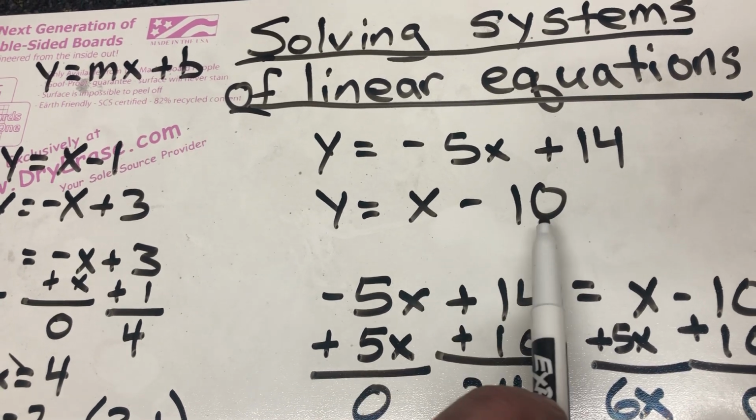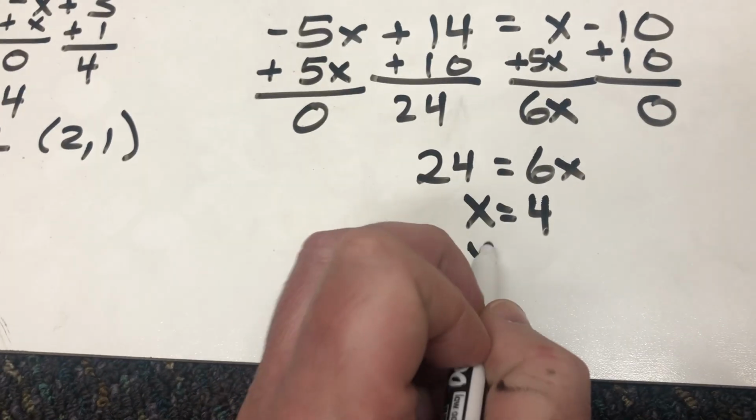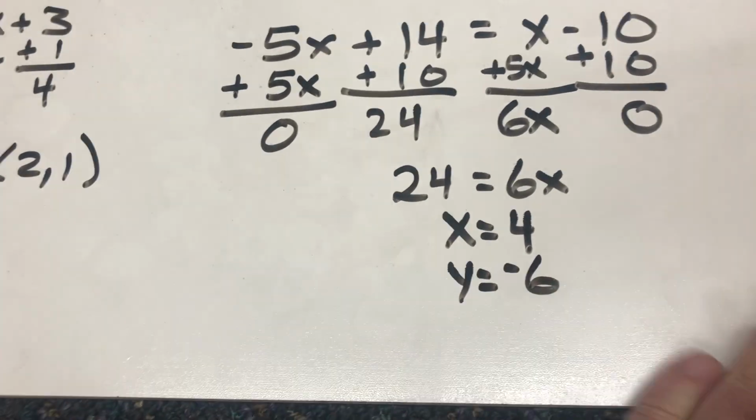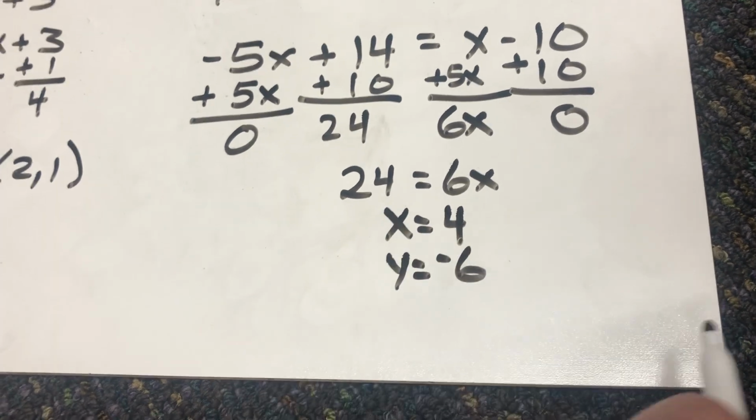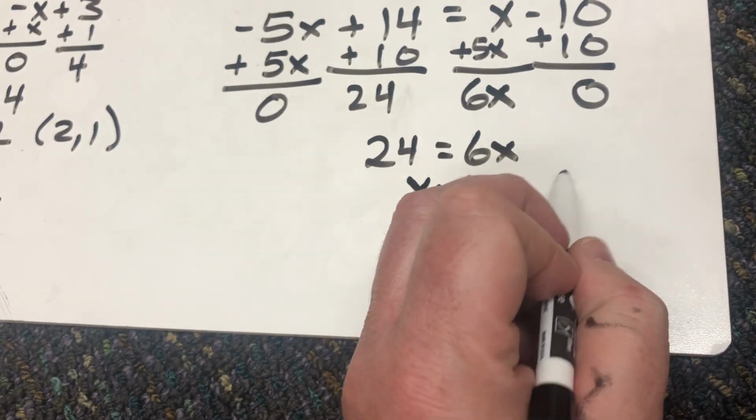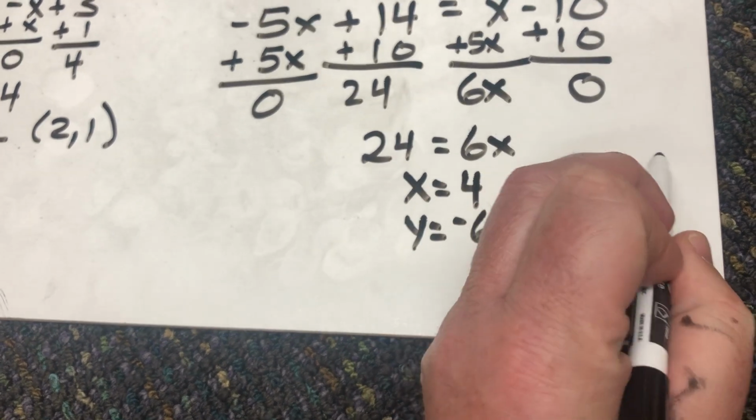Well, 4 minus 10 is negative 6. So that tells me that y equals negative 6, which means that my ordered pair, my solution to these linear equations, the intersection point, is (4, negative 6).